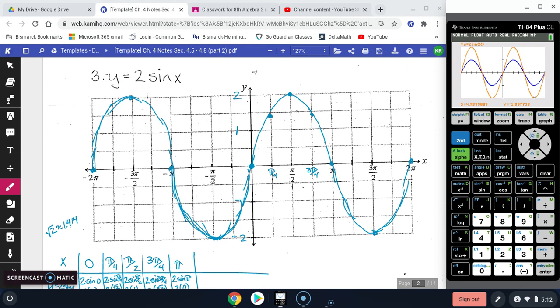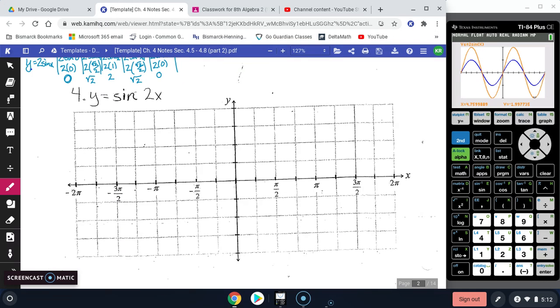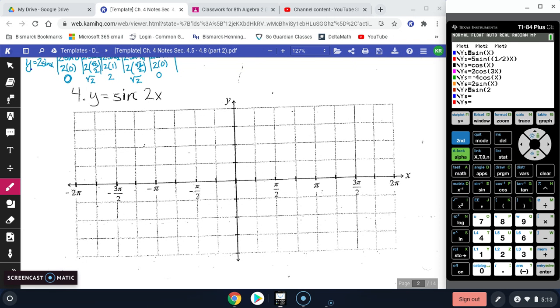All right, so putting that 2 in front is going to make that graph taller. Okay, for lack of a better word, it's actually called the amplitude, which we'll talk about more. Okay, now this one, sine of 2x. Okay, let's just go to our calculator. Okay, let's undo this one. Let's go sine 2x, and let's graph it and see what happens.